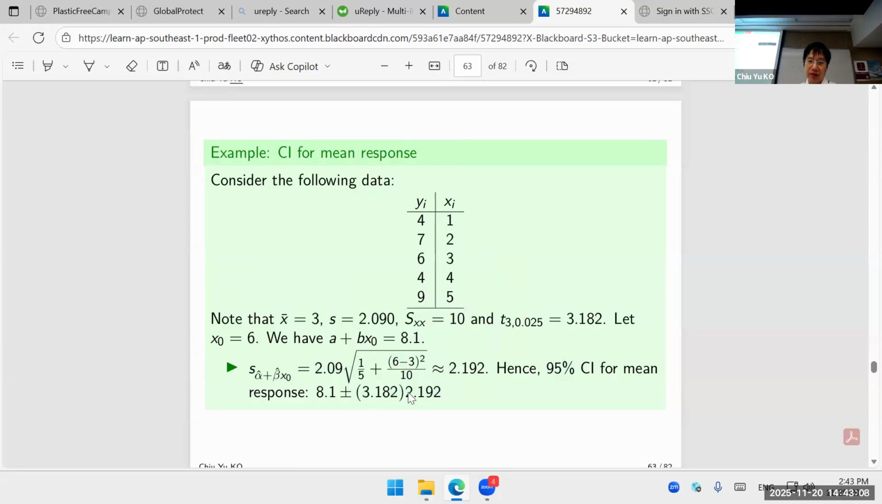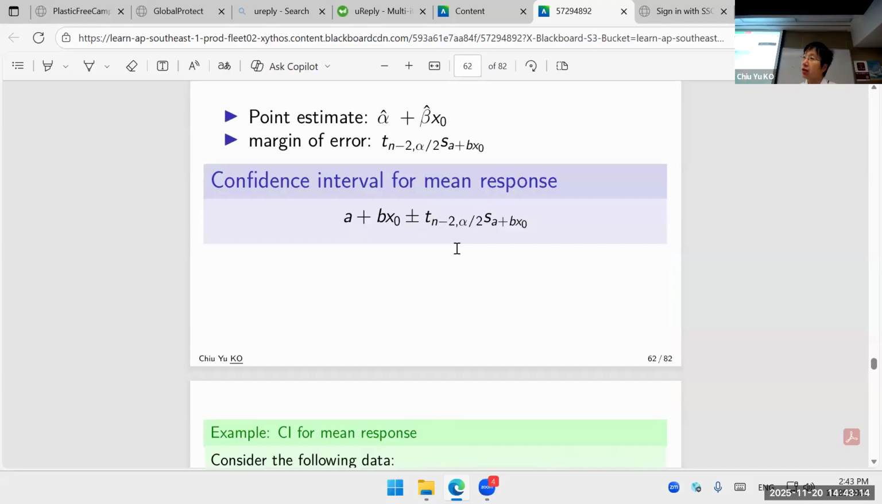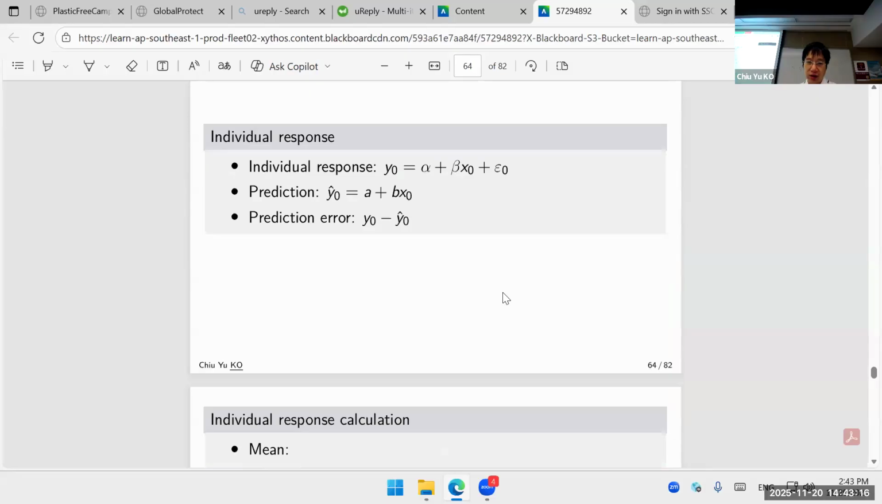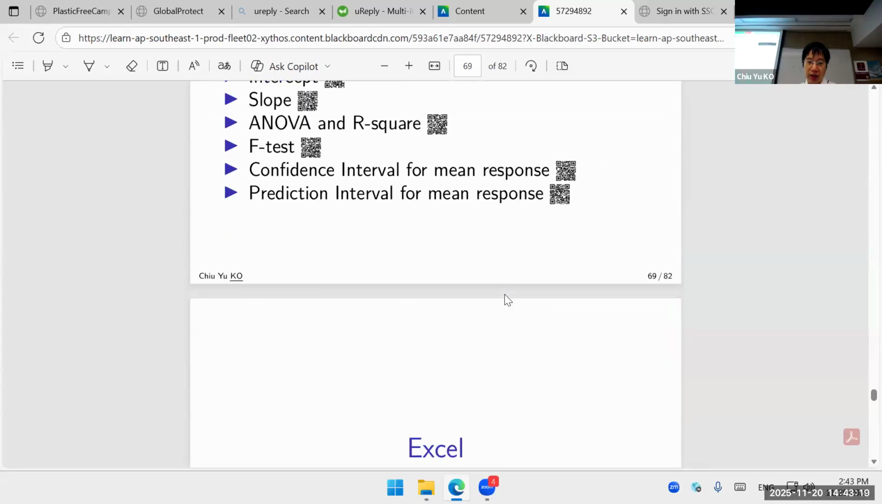Right? Because this is just plus minus, and this is the critical value. Right? Just come with this. So that's all for what we are covering.